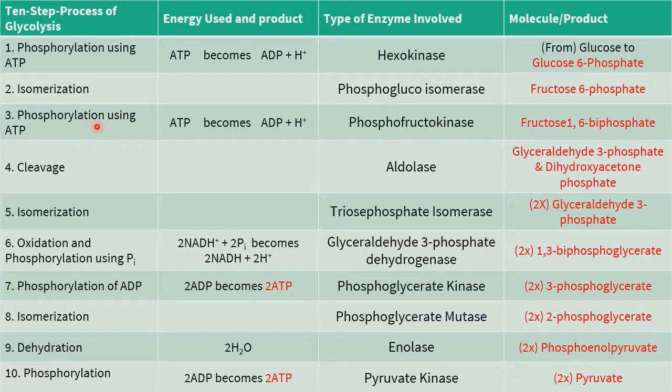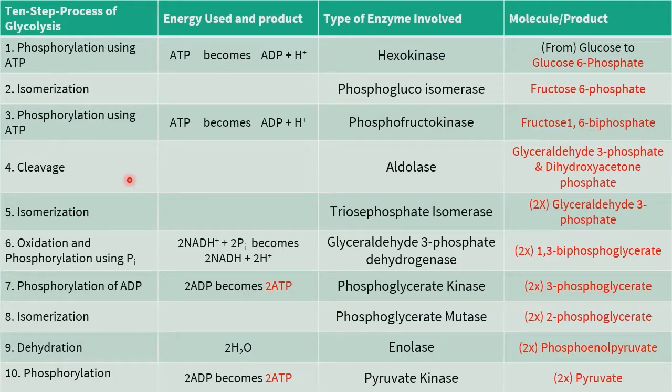The third step is phosphorylation using ATP, meaning addition of a phosphate. So again, ATP is reduced into ADP plus H. That is handled by our enzyme called phosphofructokinase. Our fructose 6-phosphate will now become fructose 1,6-biphosphate, since it is one phosphate plus one more phosphate.